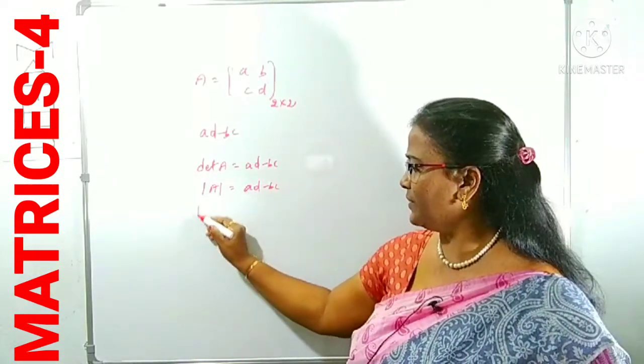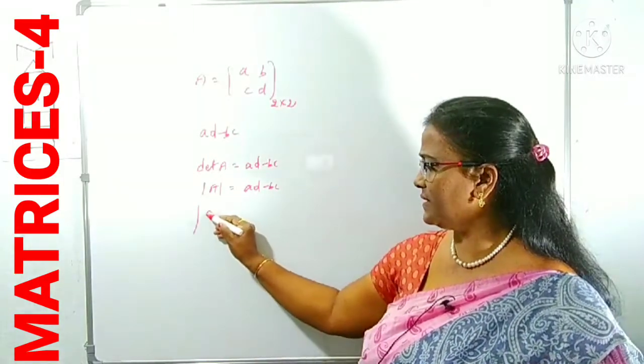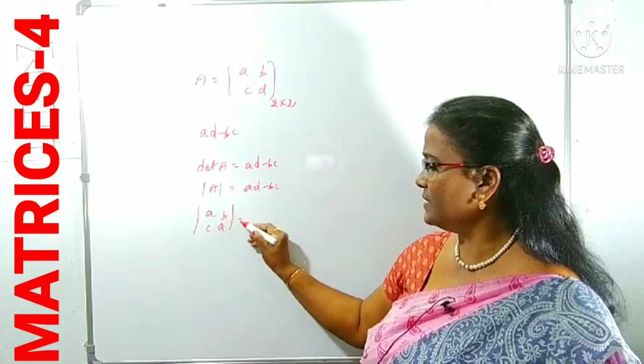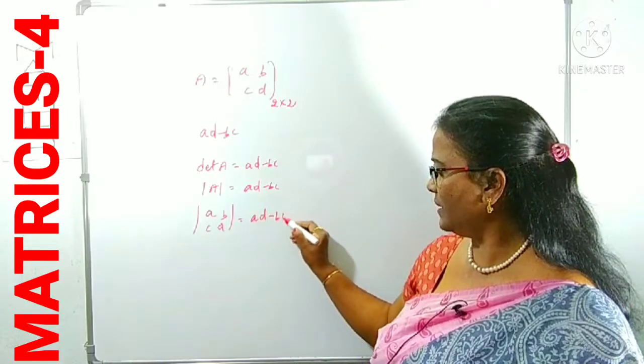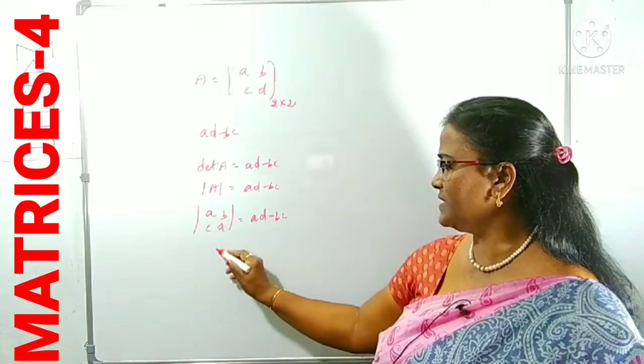Maybe we can write det of like this. This vertical lines indicates what? Determinant. Like a, b, c, d. If you write like this, this is called as indirectly ad minus bc value. Like this, we can find out determinant of 2 by 2 matrix. Let us see this example.